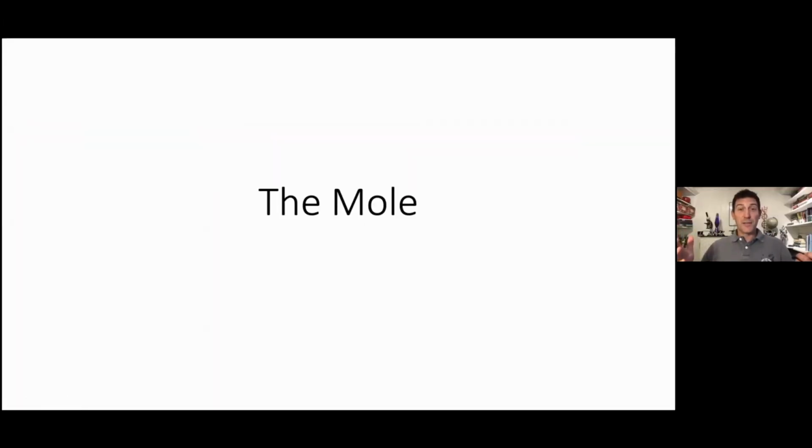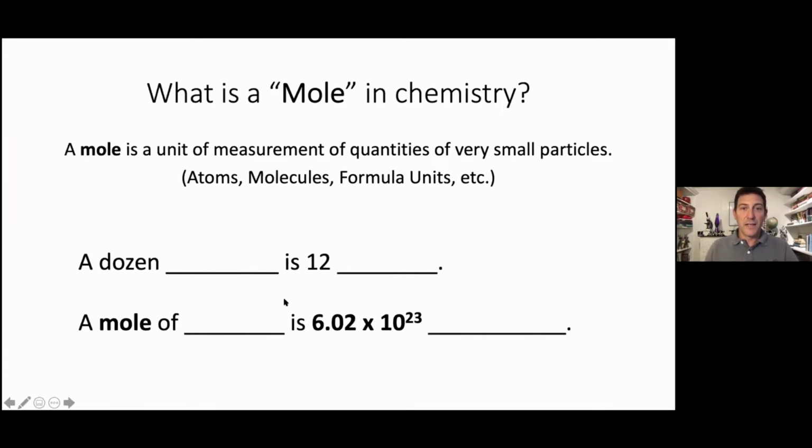The mole. In basic chemistry, this is one of the fundamentals, is the mole. And people always think of the fuzzy little critter, the mole, when we talk about the mole. But in chemistry, it is something far different and incredibly important to being able to master chemistry, or really even to understand it. So what is a mole in chemistry? A mole is a unit of measurement of quantities of very small particles. In other words, if we're trying to figure out how many atoms or molecules or formula units of something are in something, we need the mole to be able to do that.